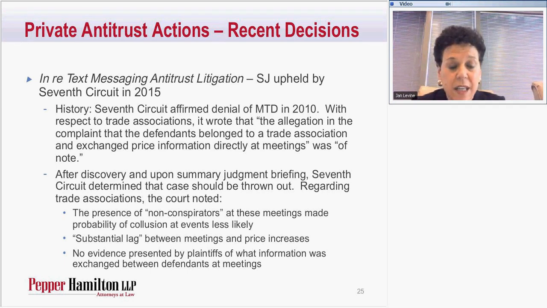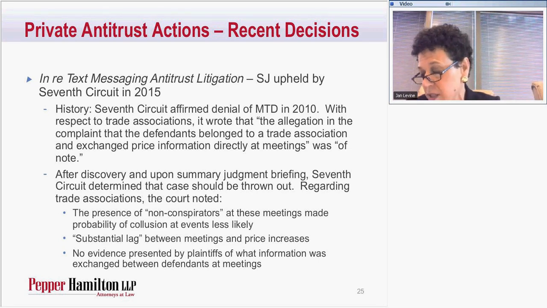The Seventh Circuit, when it got to the allegations about associations, wrote that the allegation in the complaint that defendants belonged to a trade association and exchanged price information directly at meetings was of note. And I went back, and I can actually read you the allegations in the complaint. They really had two complaints about trade associations. One, an allegation that the defendants belonged to the trade association and exchanged price information directly. And so when you look at a motion to dismiss, you can't debate it. You have to take it as given and as true. So there was an allegation that there was direct price information exchanged at the association meetings.